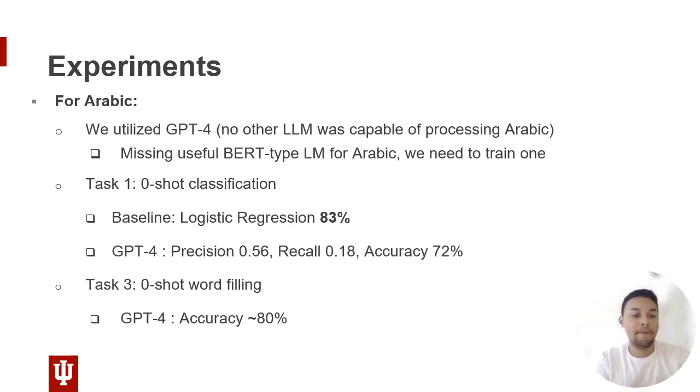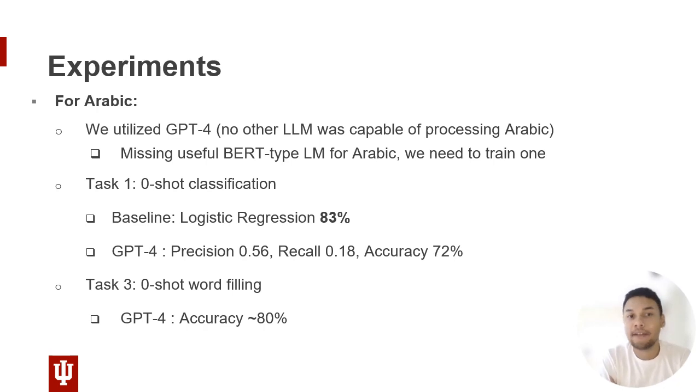So looking at the experiments in particular, for Arabic, we utilized GPT-4 and no other large language models because they were not able to process Arabic. And we are missing a useful word type language model for Arabic. And so we intend to train one at some point in the future.